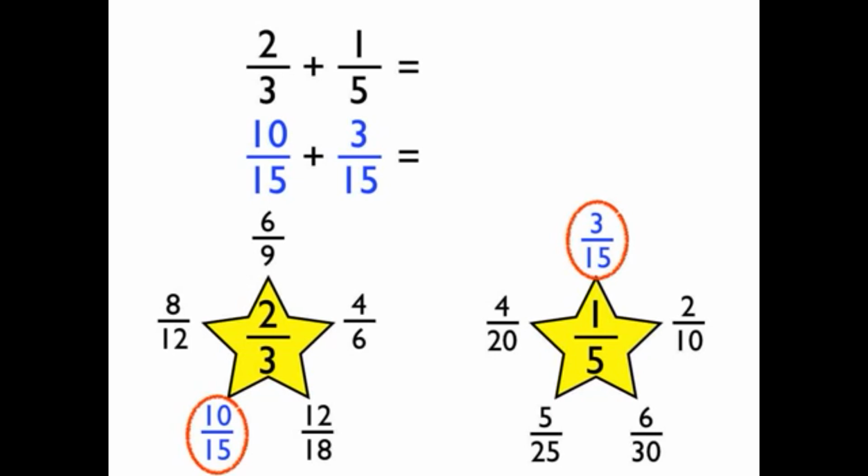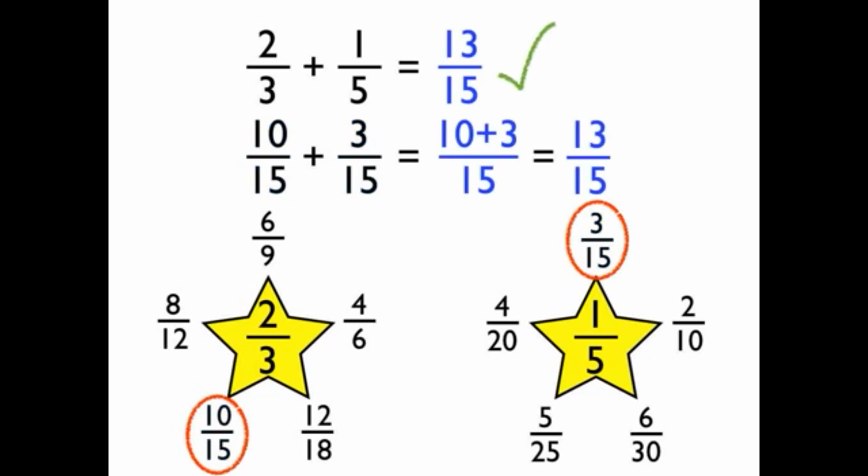Okay, once we've got that far, it's nice and easy. We just add the numerators. 10 add 3 is 13, leave the denominator as it is. So the answer to our original question is 13/15.